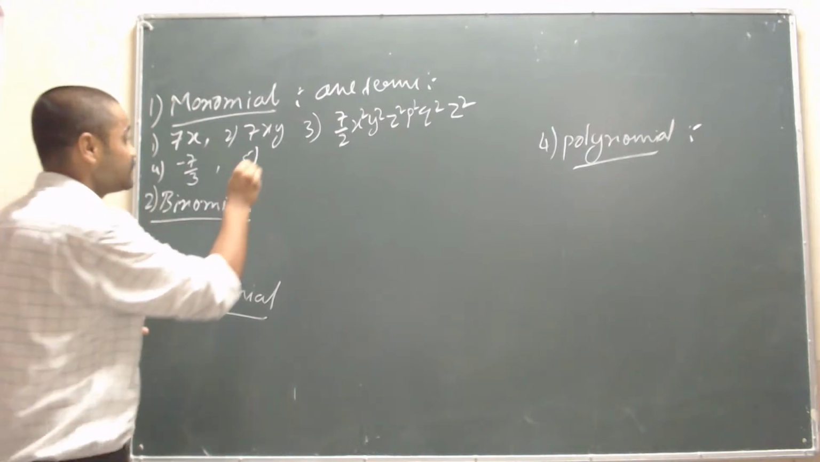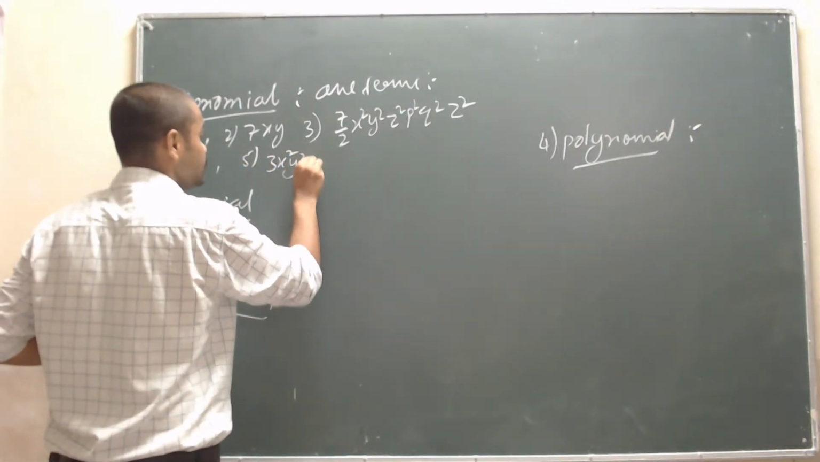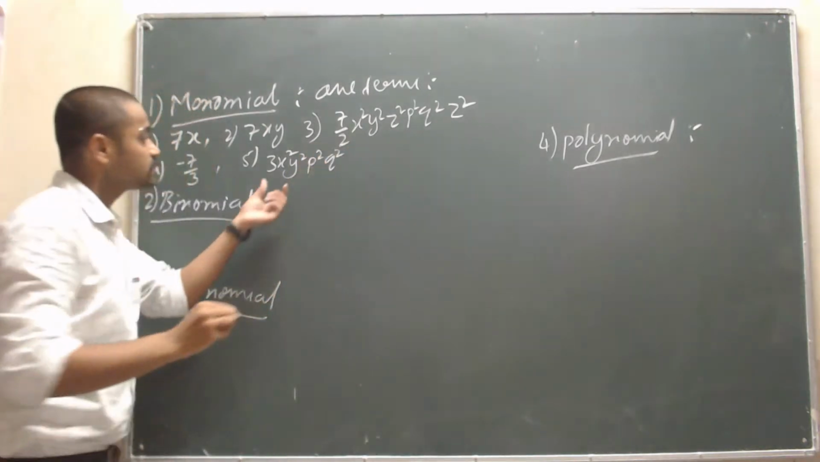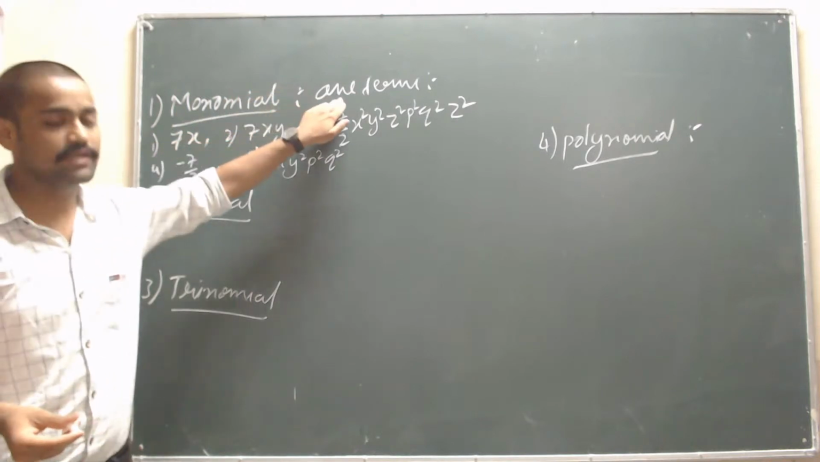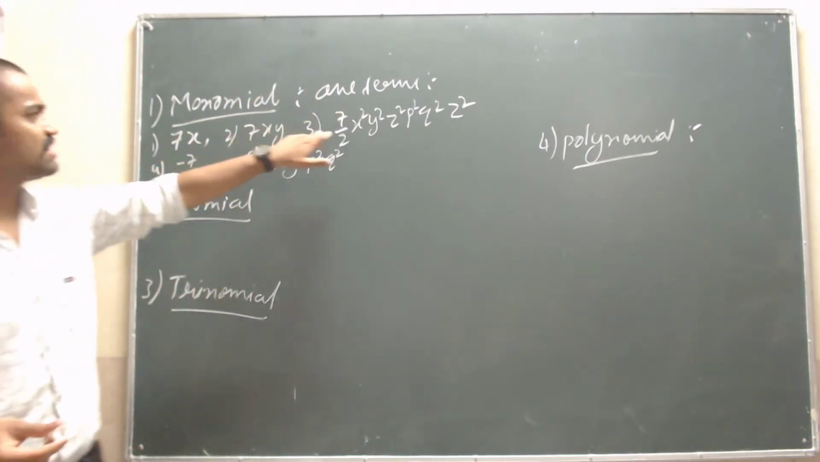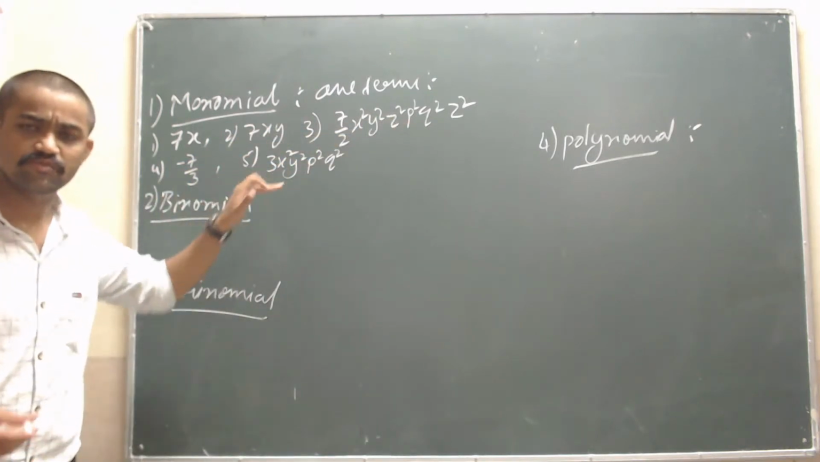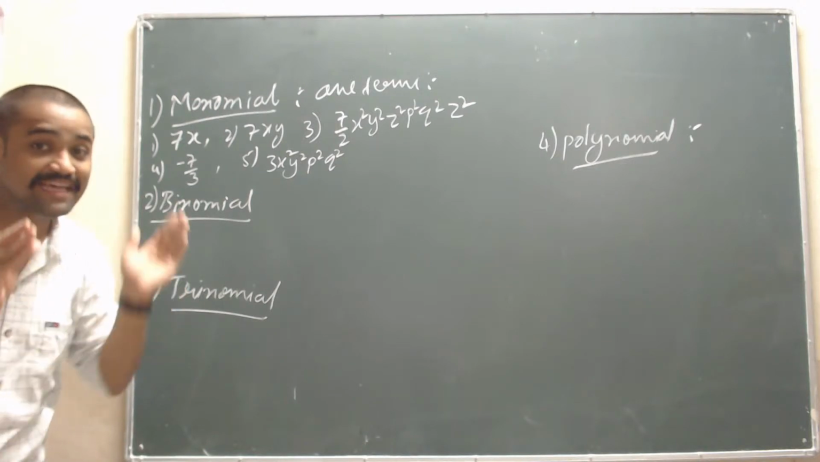Then 3xy square p square q square. This is also one term. See, examples for monomial: it has to be made up of one term. That is 7x, 7xy, this one, this one, this one. Only single terms are there. Okay, then move to the next one.